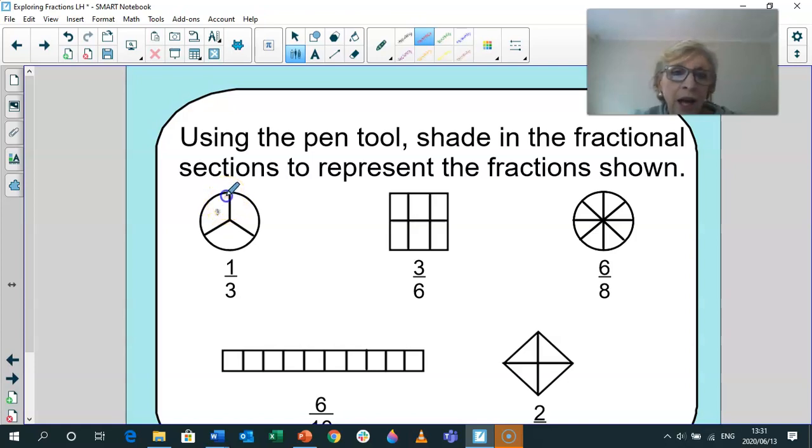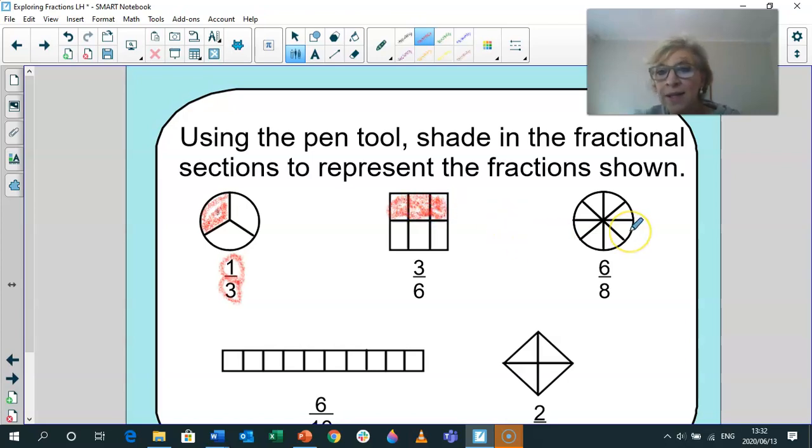So I have to color. What does 1/3 mean? 1/3 means 1 out of 3. And remember, that is your numerator. That is your denominator. So the 3 says there are 3 equal parts, and the 1 says we are coloring in only one of them. So here we have 6 that need to be colored in. So there it's 3 out of 6. So I will color all those in beautifully.